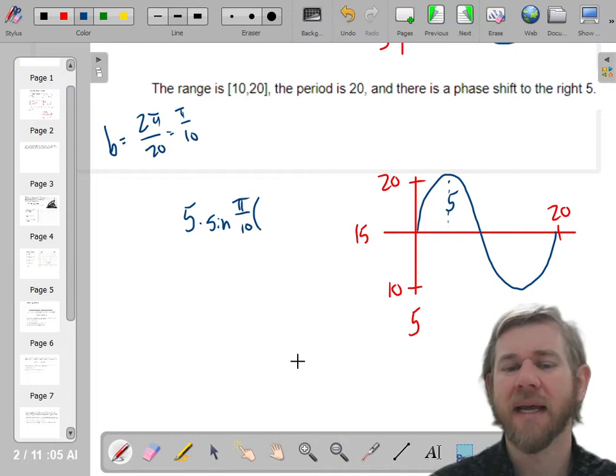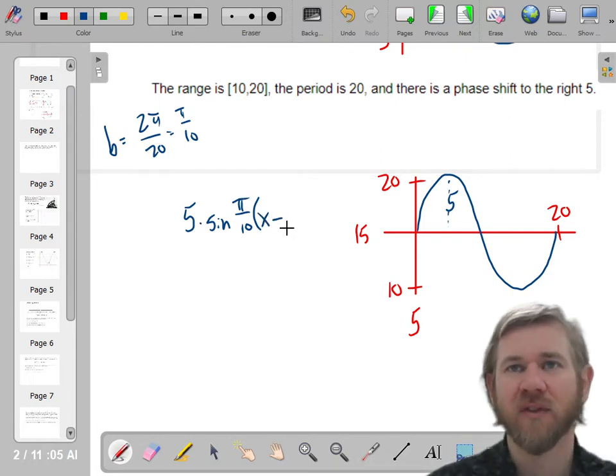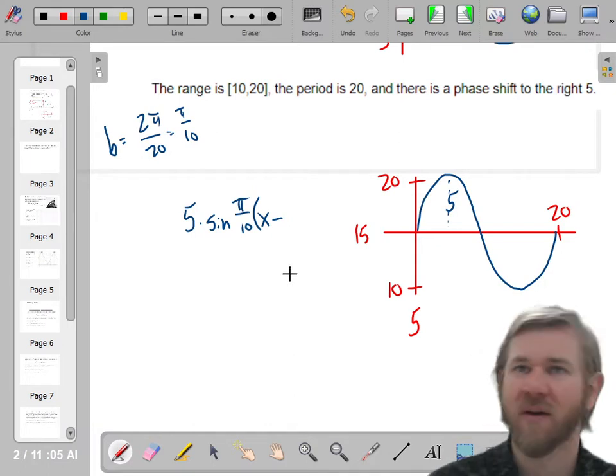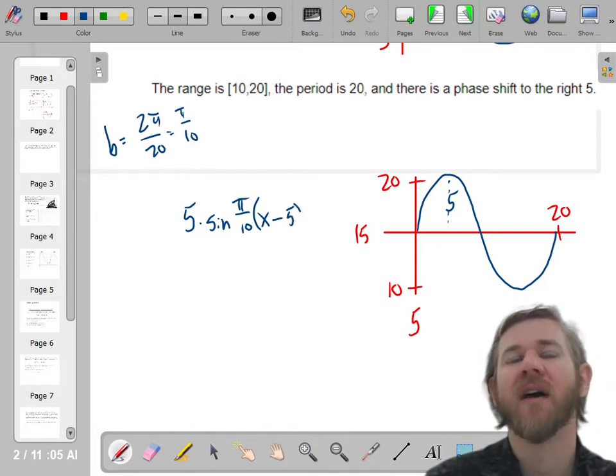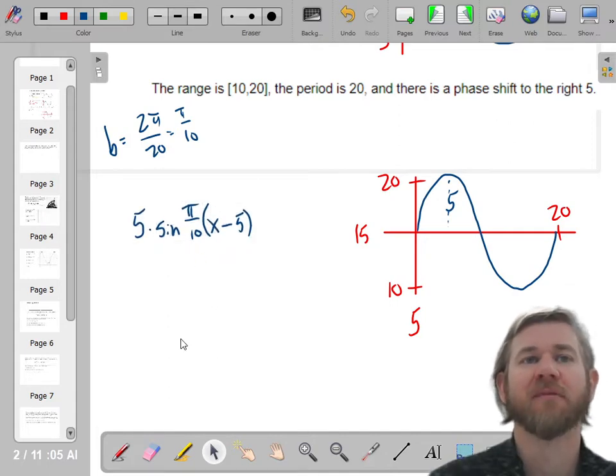So to move it to the right, it's x, and then you say minus. Minus actually moves it to the right. That seems kind of backwards sometimes, but that's how all functions behave. If you want to move it right 5, you throw an x minus 5 on there. So we have 5 times the sine of pi over 10 times x minus 5.